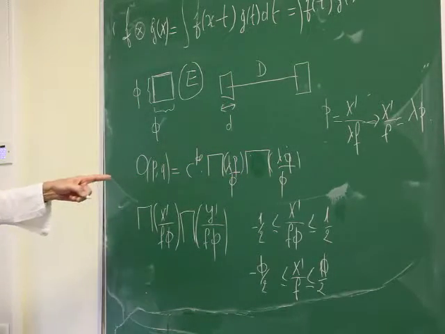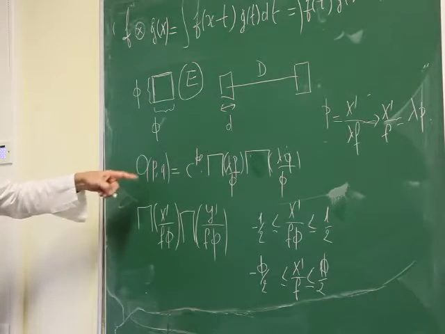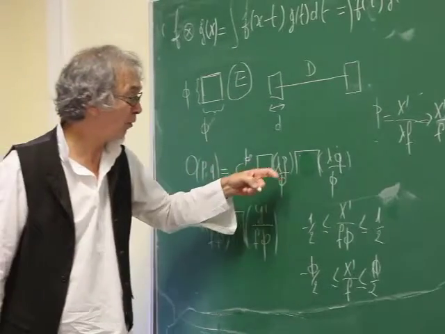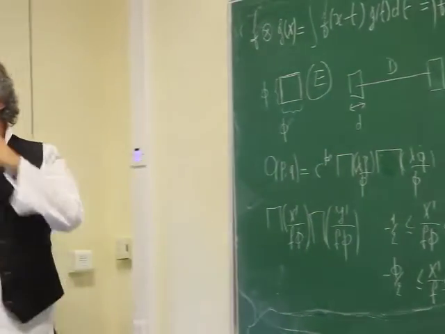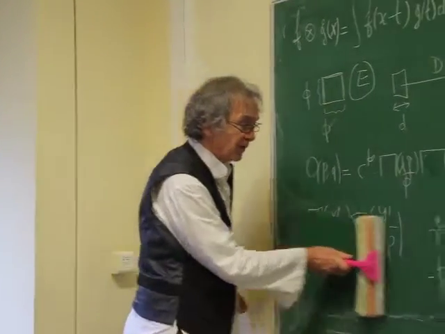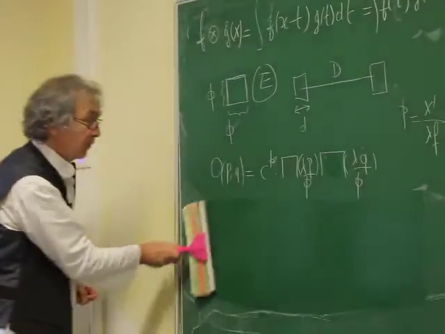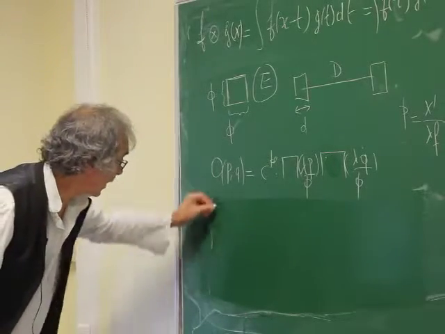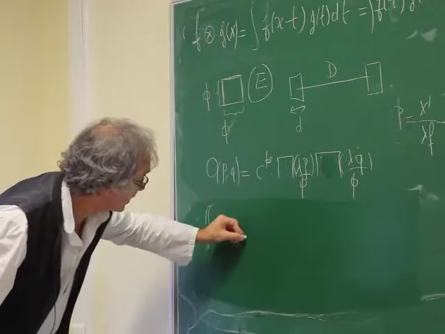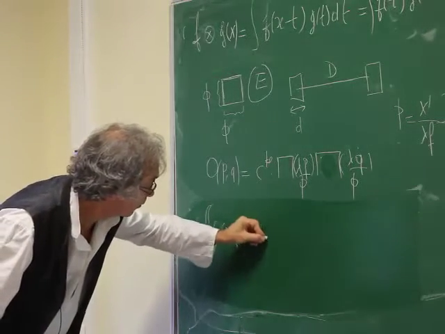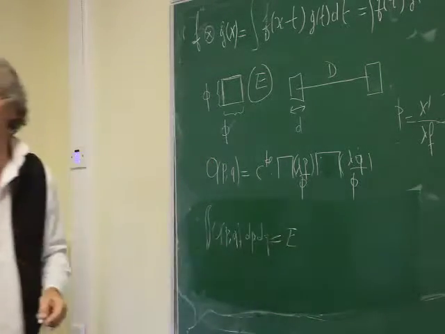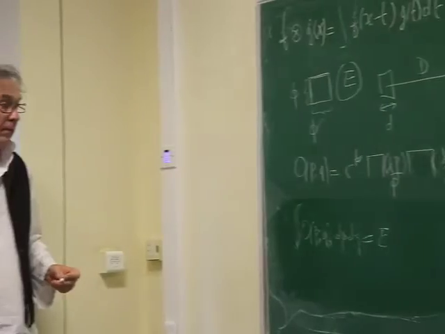Do we agree that this is a representation of the intensity distribution of a square star as a function of lambda, of p and q? Yes. So I just erase that. What I know is that when I integrate the intensity of that star over the coordinates PQ, this should be equal to E. This is the assumption.